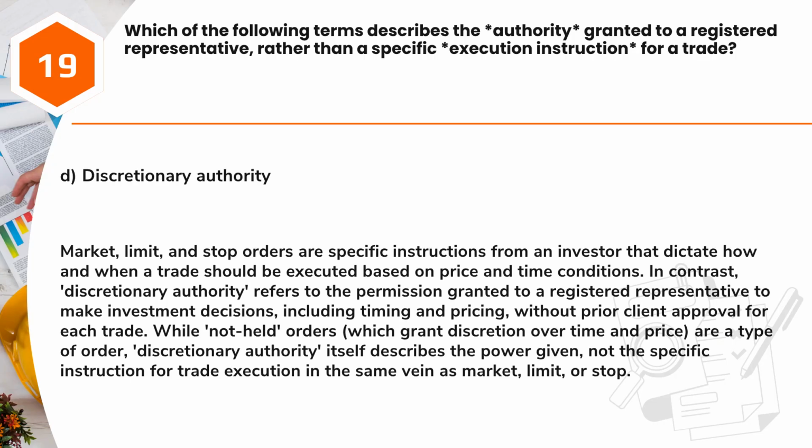Answer, D. Discretionary authority. Market, limit, and stop orders are specific instructions from an investor that dictate how and when a trade should be executed based on price and time conditions. In contrast, discretionary authority refers to the permission granted to a registered representative to make investment decisions, including timing and pricing, without prior client approval for each trade. While not-held orders, which grant discretion over time and price, are a type of order, discretionary authority itself describes the power given, not the specific instruction for trade execution in the same vein as market, limit, or stop.